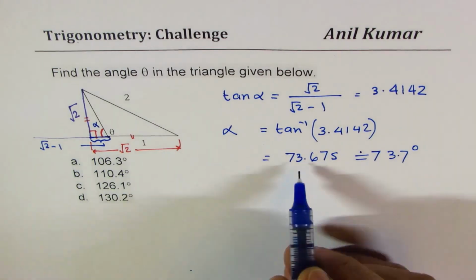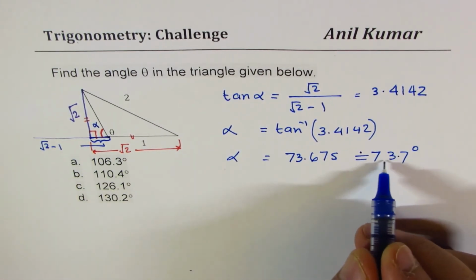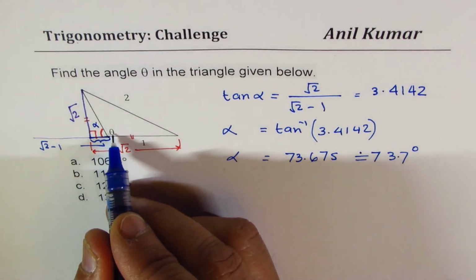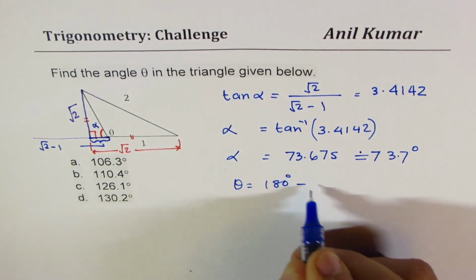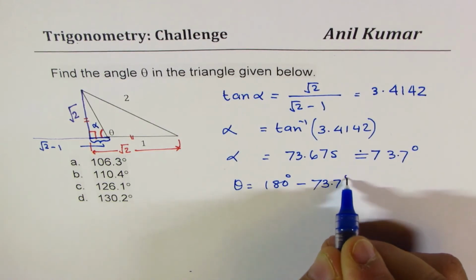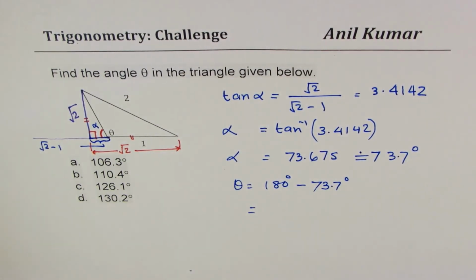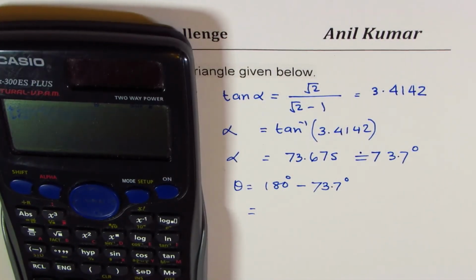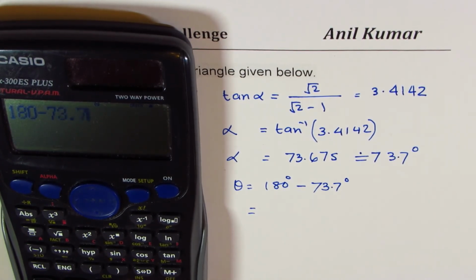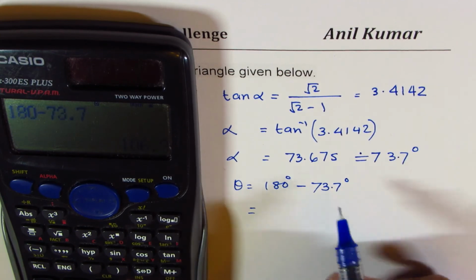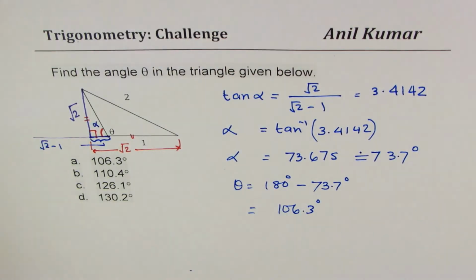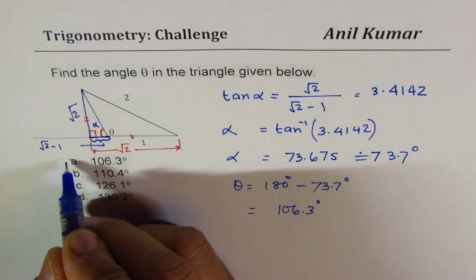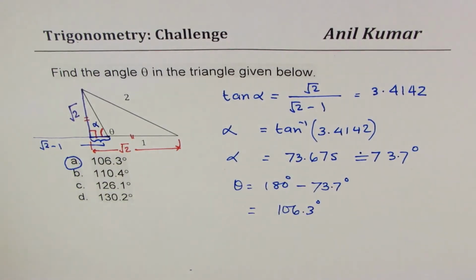Now that angle alpha is equal to 73.7, theta is going to be, it's a linear angle, so theta is going to be 180 degrees minus 73.7 degrees, which gives us in decimals 106.3 degrees, correct? So that is the right answer. The very first one, A, is the right answer.